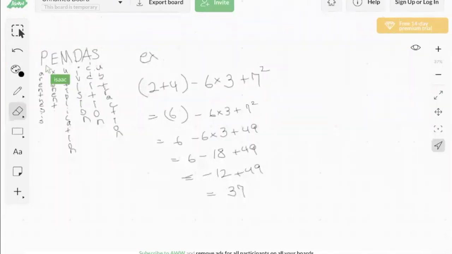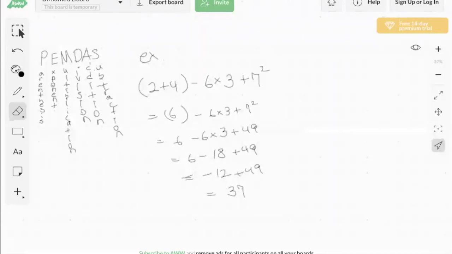PEMDAS is the order of operations in math. When you're simplifying an expression or equation, you might wonder in which order you should go. Typically it's like this. When there are parentheses, you simplify the part of the expression within those parentheses first.